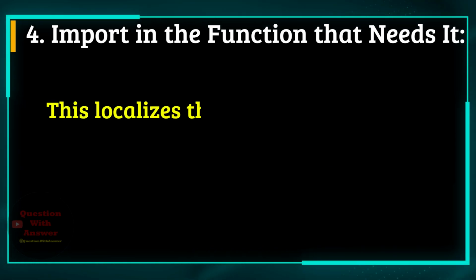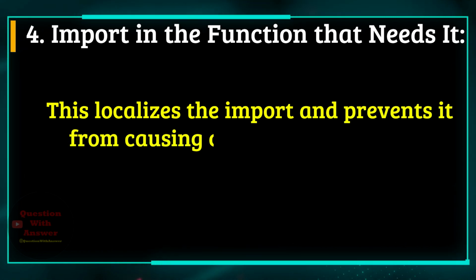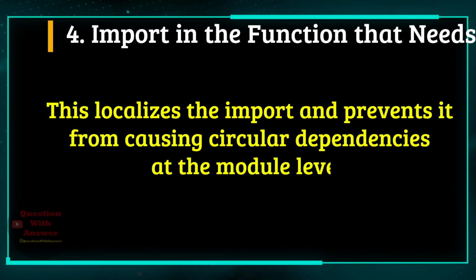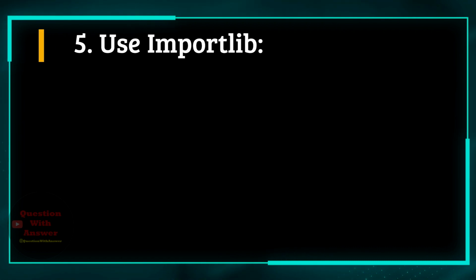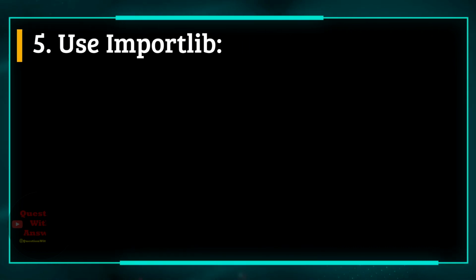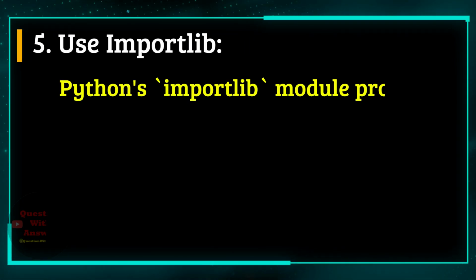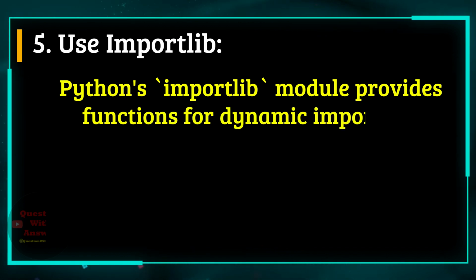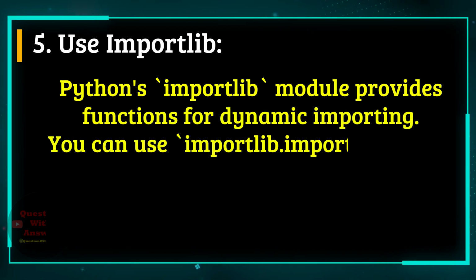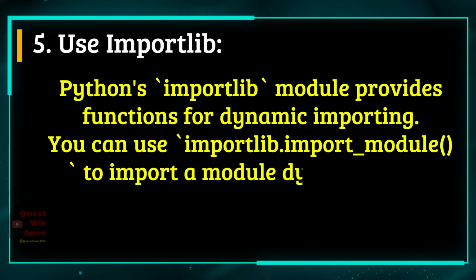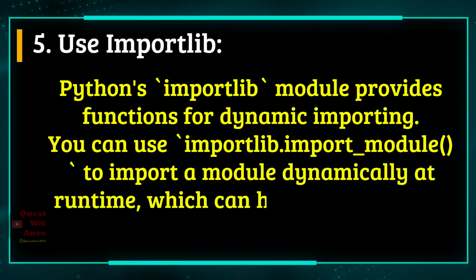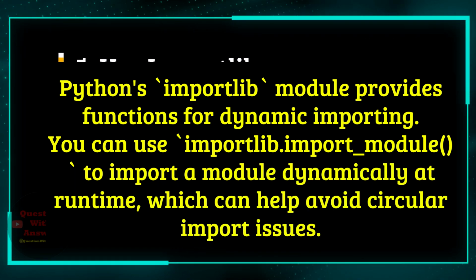This localizes the import and prevents it from causing circular dependencies at the module level. 5. Use importlib. Python's importlib module provides functions for dynamic importing. You can use importlib.import_module to import a module dynamically at runtime, which can help avoid circular import issues.